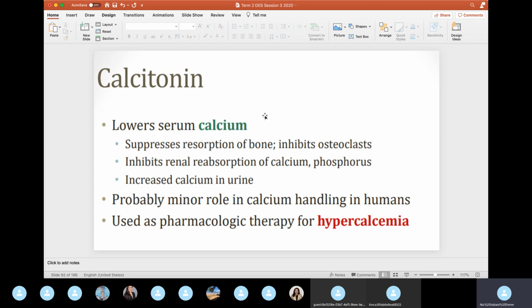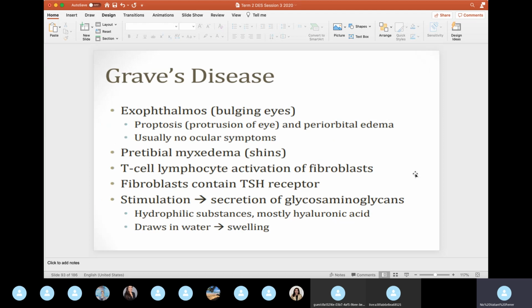Calcitonin. Calcitonin, another hormone, lowers serum calcium. Think for calcitonin, it opposes the action of your PTH, or the parathyroid hormone. So calcitonin lowers serum calcium. It has a minor role in calcium handling in humans, used as pharmacologic therapy for your hypercalcemia.